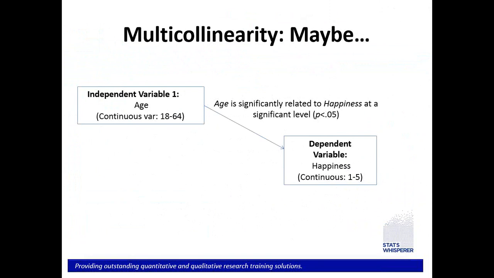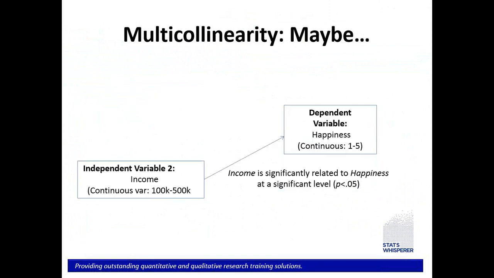So this might be the situation. It may be a true finding that age is significantly correlated, p less than 0.05, with happiness. Let's assume that's true. Then it might be the case that income is significantly correlated with happiness, p is less than 0.05, right? So you have two significant relationships.